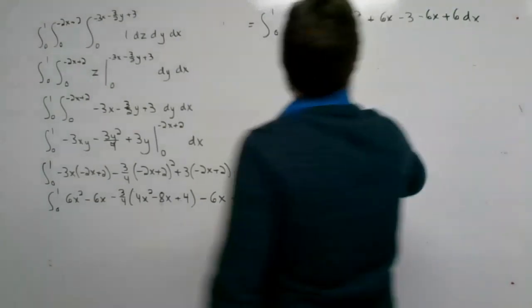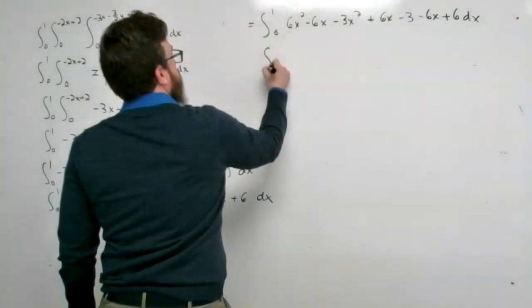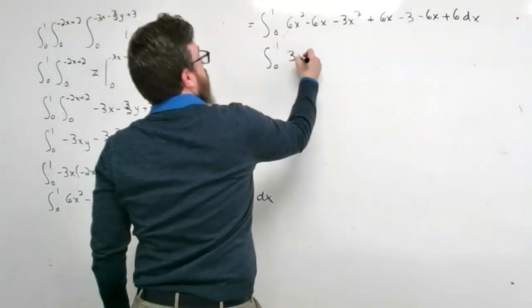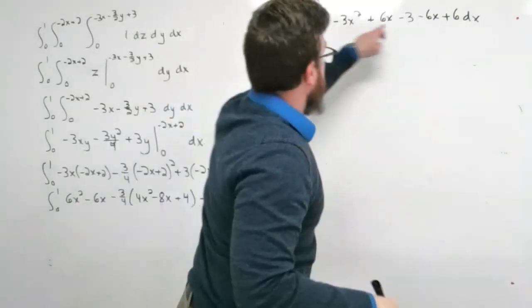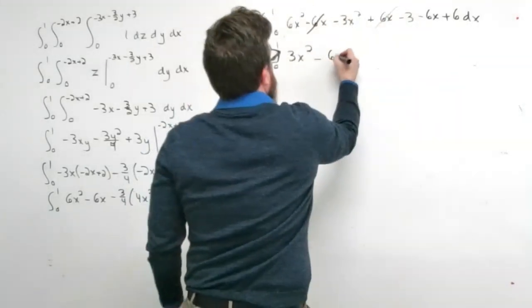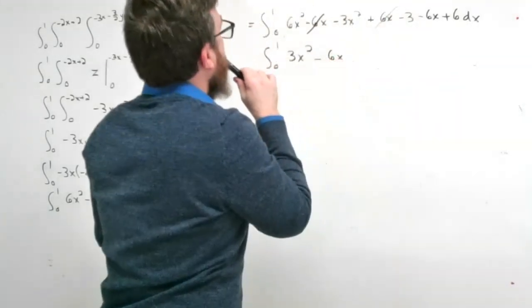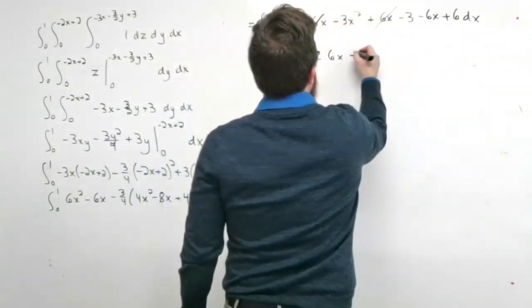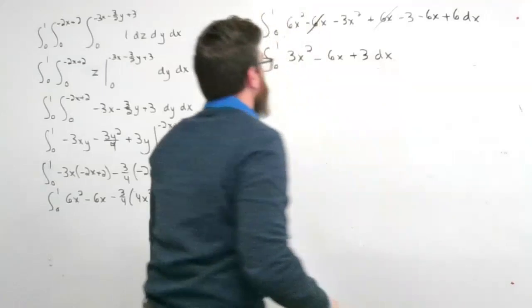All right, finish simplifying. This is going to be the integral from 0 to 1. 6x squared minus 3x squared is 3x squared. The 6x's will cancel, but I still have a negative 6x. And minus 3 plus 6 is going to be plus 3 dx.